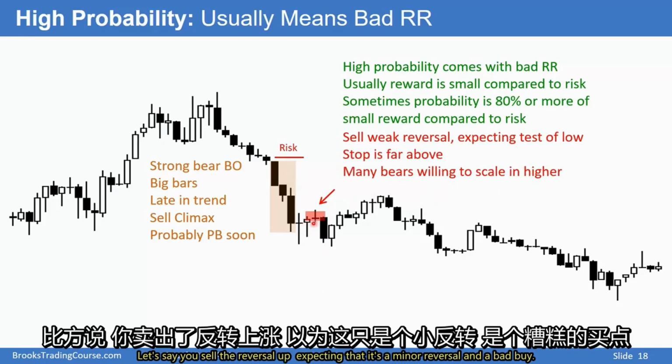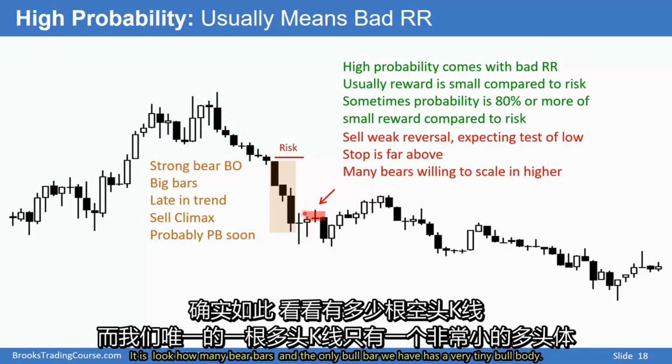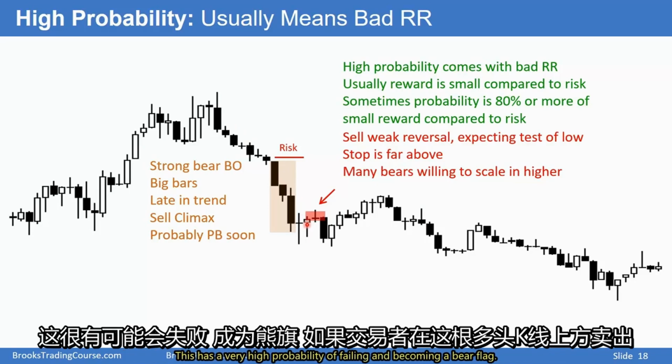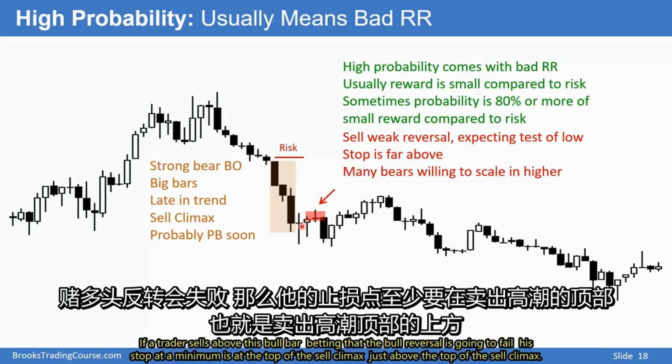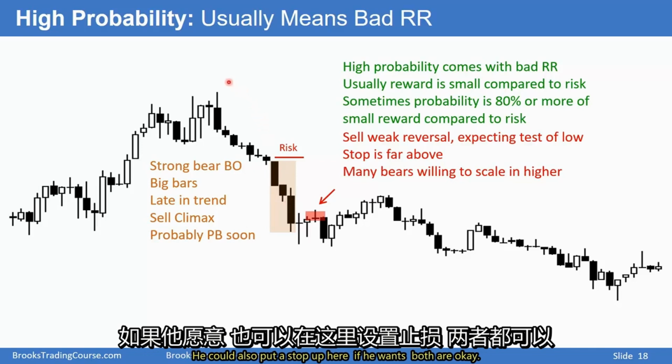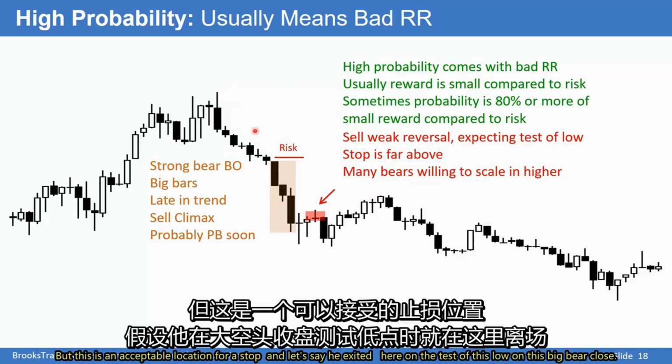Let's say you sell the reversal up, expecting that it's a minor reversal and a bad buy. It is. Look how many bear bars. And the only bull bar we have, it has a very tiny bull body. This has a very high probability of failing and becoming a bear flag. If a trader sells above this bull bar, betting that the bull reversal is going to fail, his stop at a minimum is at the top of the sell climax, just above the top of the sell climax. He could also put a stop up here if he wants. Both are okay, but this is an acceptable location for a stop.